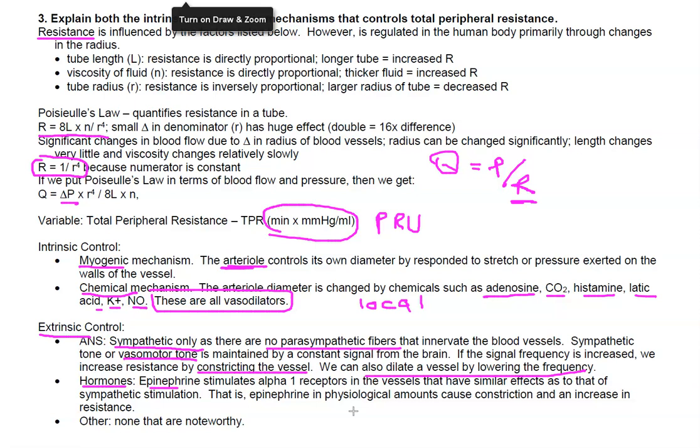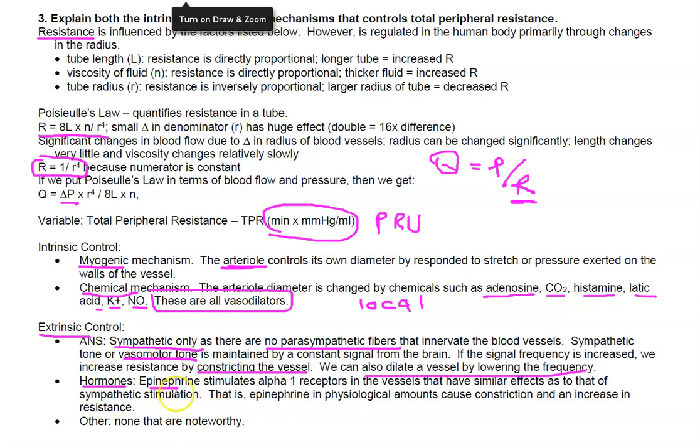Note, like we've seen before, there are no vasodilators that are released as hormones. All the vasodilators are local and all the vasoconstrictors are global as hormones. And again, it's the same line of thinking we had before. If we have a hormone that causes vasodilation and we overproduced it, that hormone could cause vasodilation to such a degree that our blood vessels dilate so much that we can't return blood flow to the heart. And if we can't return blood flow to the heart, we can't pump blood out, and we would die.